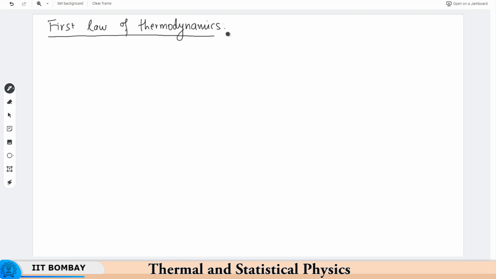Right. And what is the first law of thermodynamics? The typical statement that we use is that energy can neither be created nor destroyed, so the total energy of the system and the universe remains constant. Okay, so let us try to understand it from the kinetic interpretation of matter.